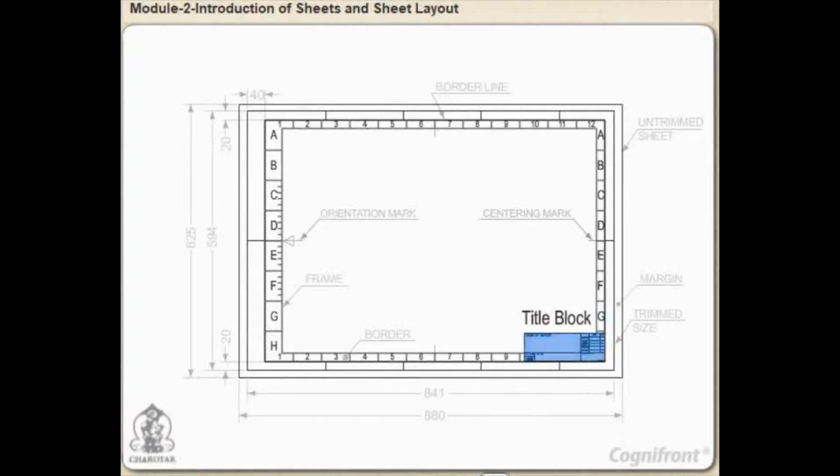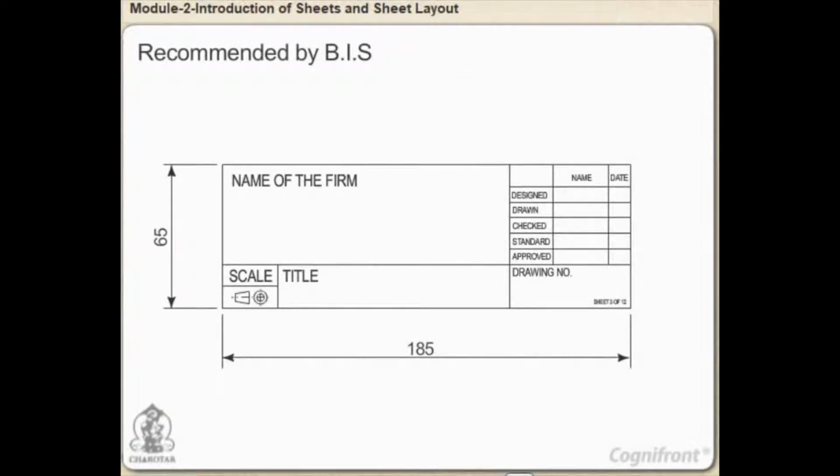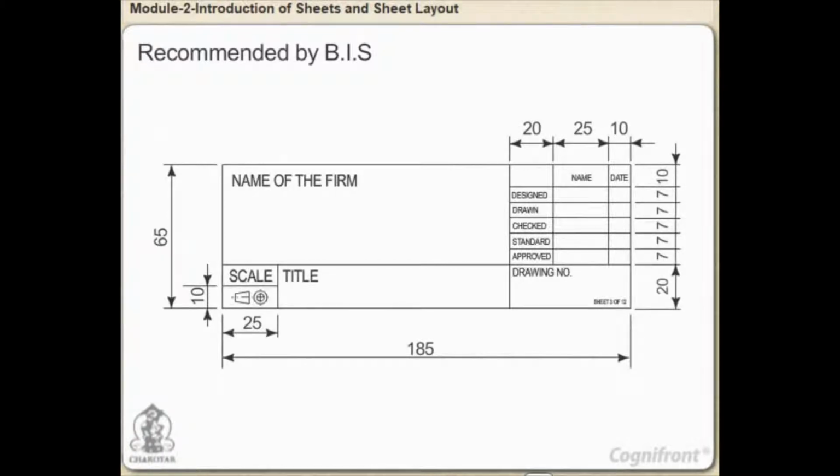Title block. Space for the title block must be provided in the bottom right-hand corner of the drawing sheet as shown in the figure. The size of the title block as recommended by the BIS is 185 mm by 65 mm for all designations of the drawing sheets. The figure shows the simplest type of a title block. All title blocks should contain at least the particulars as shown in the table.